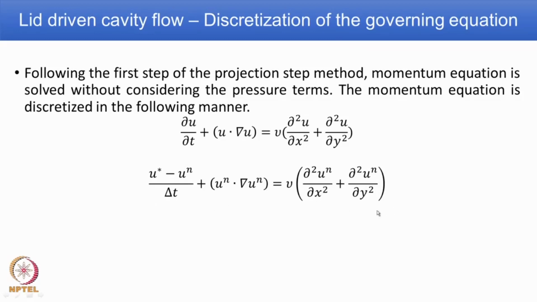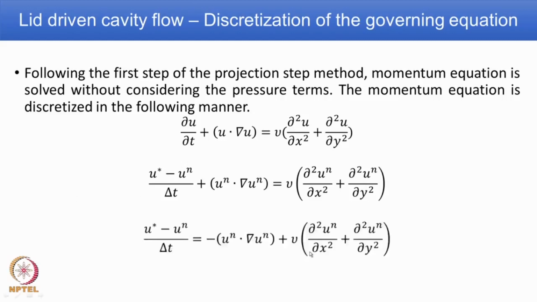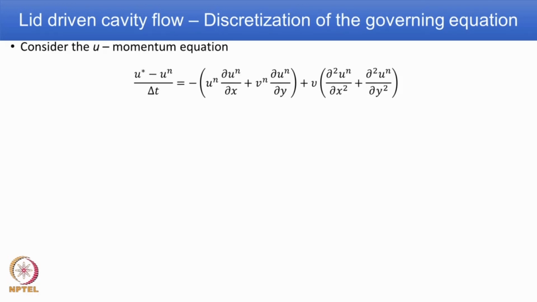So, it is explicit, we already mentioned. We have all the known quantities with a superscript n, and the only unknown is the star quantity. So, u star minus u n by delta t, and all the knowns are taken to the other side as shown here, where u is a velocity vector, of course, for v also it is included. Consider the u momentum equation. The above discretized equation is written specifically now for the u momentum equation as shown here.